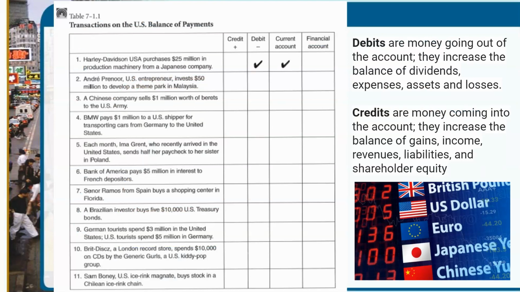This is a really good exercise in terms of looking at the balance of payments and the transactions taking place. Is it a debit, meaning money owed, or is it a credit, in terms of money that's coming in? And you can pause this video here and check on the next slide to get the answers to all of these. But this is a really good exercise. You do need to know the difference in credits and debits and current account and financial account.